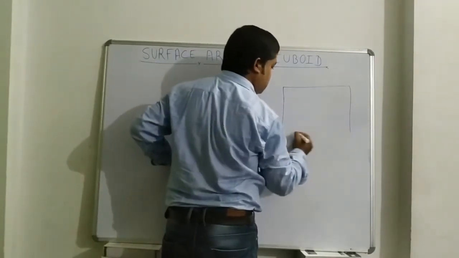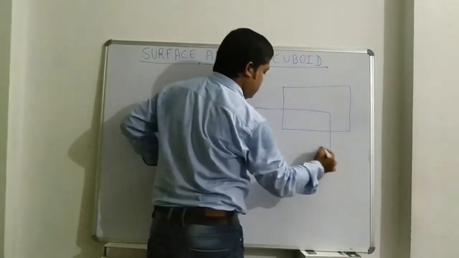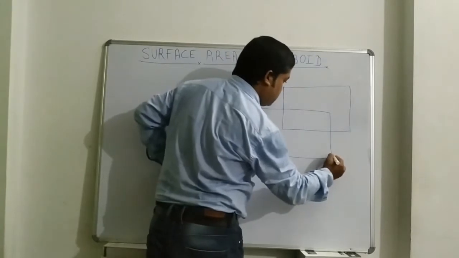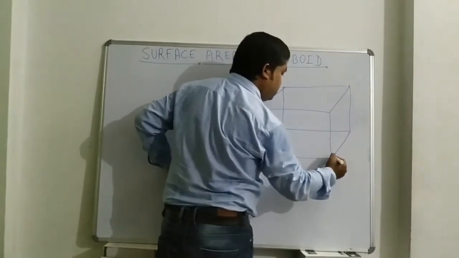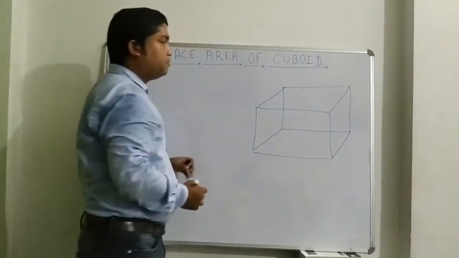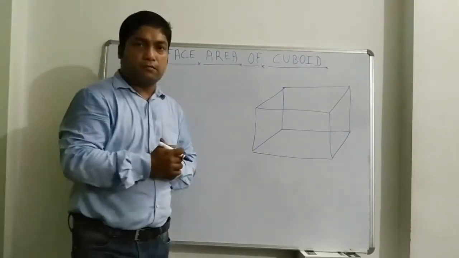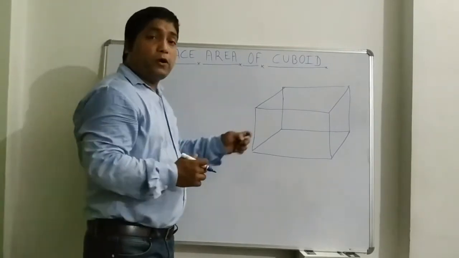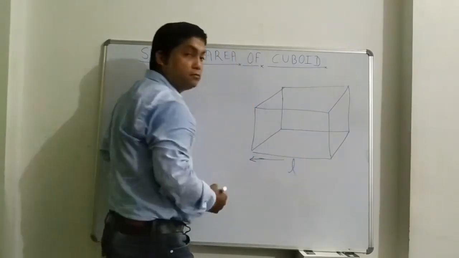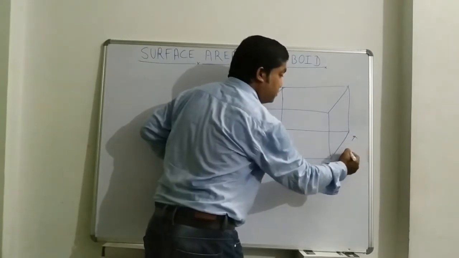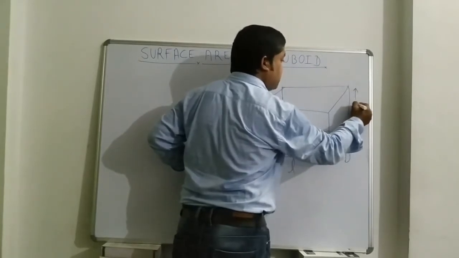If you want to draw this cuboid on the board, you can make it like this: a rectangle, another rectangle, and then join the vertices of the rectangles. Then you can easily make the cuboid on your whiteboard or copy or anywhere. In the cuboid, this one is called length, this one is the breadth, and this is the height.